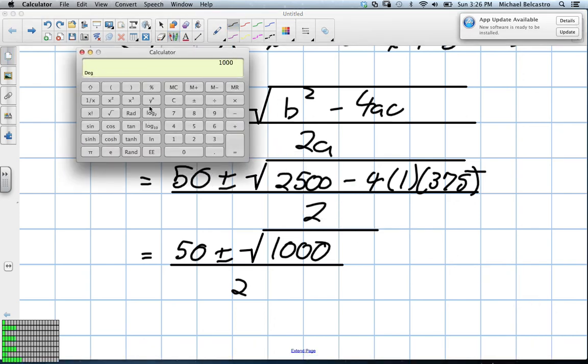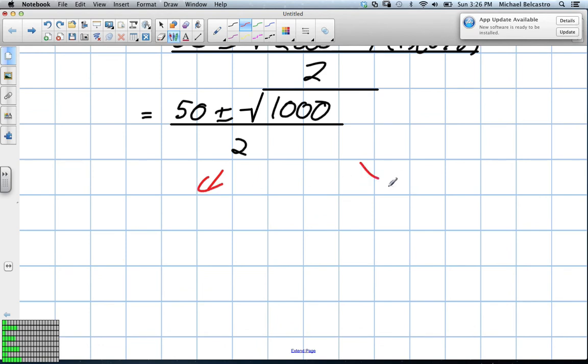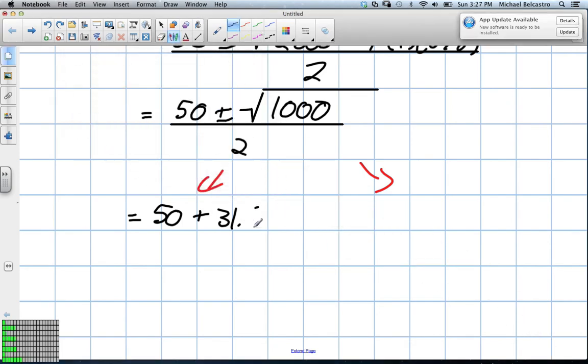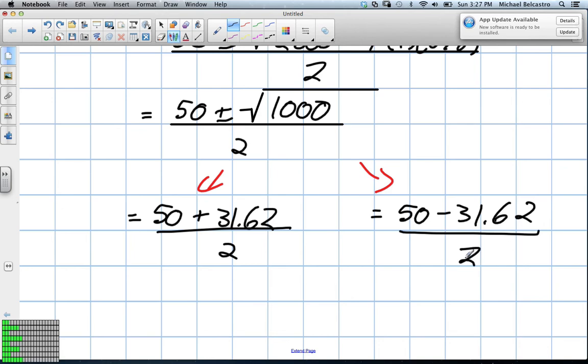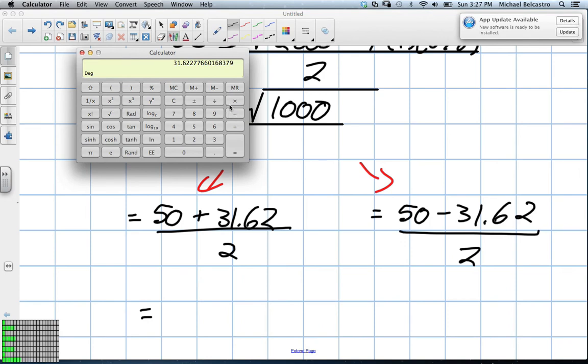Okay, well this is where we can branch off into two numbers. Let's take the positive value of that and root it. 31.62. So, in other words, we're going to get two answers here. We're going to have 50 plus 31.62, that was the square root of 1,000, divided by 2. And we're going to get 50 minus 31.62 divided by 2. Quickly bring this up, 50 plus 31.62 divided by 2 is 40.81.